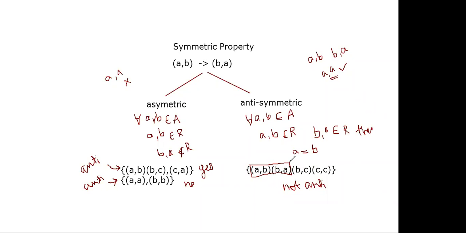It is a bit confusing between all these three properties: symmetric, asymmetric and anti-symmetric. Again, I am summarizing in a single minute. सिमेट्रिक प्रॉपर्टी बोलता है ए बी है तो बी ए होना ही चाहिए. असिमेट्रिक बोलता है ए बी है तो बी ए नहीं होना चाहिए.